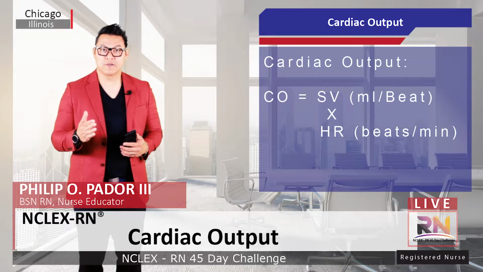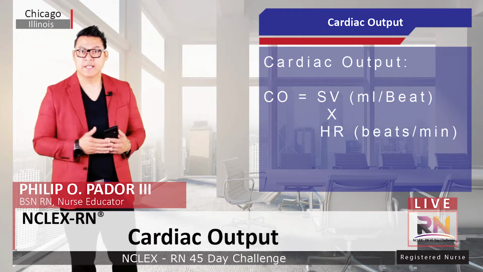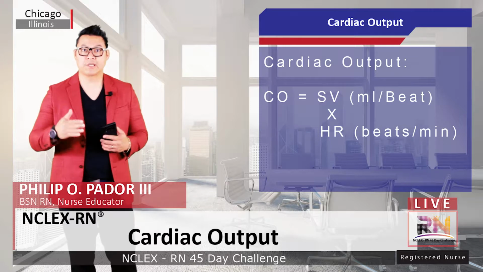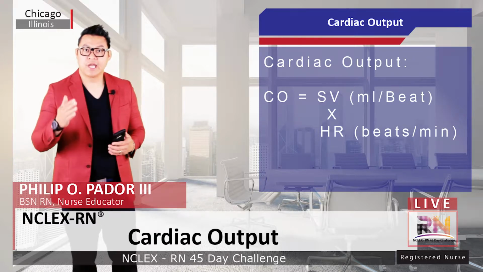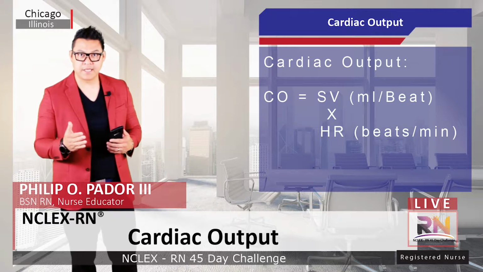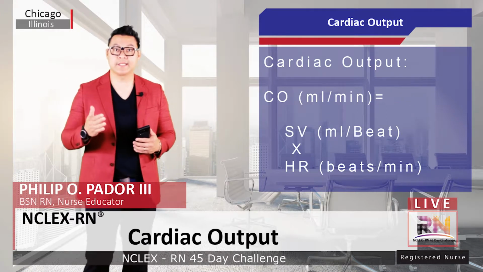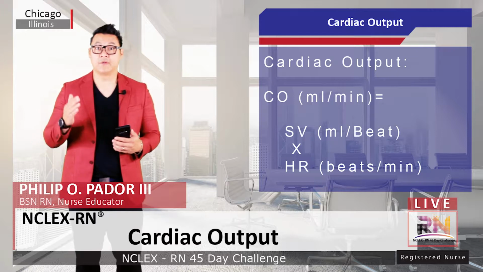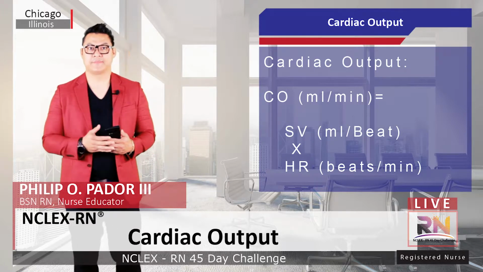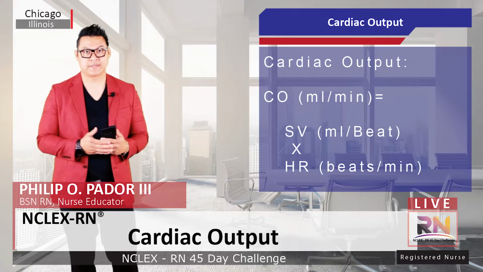So stroke volume is the amount of blood ejected from the ventricles, let's say the left ventricle, each beat. And the heart rate tells us how many times the heart is beating, how many times the ventricles are contracting in 1 minute. Now, if we multiply this out, of course, applying some simple algebra, we're going to be canceling out the beats. So cardiac output is calculated in milliliters per minute.